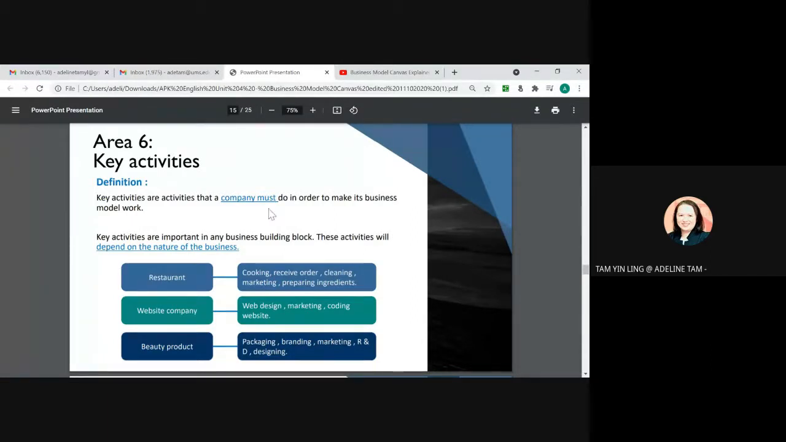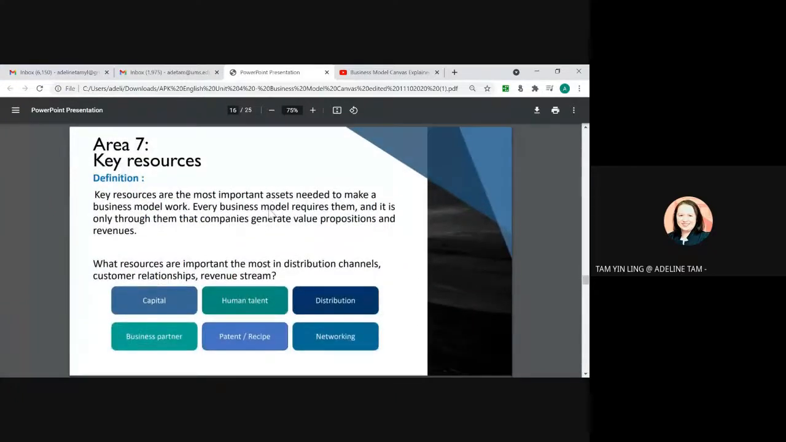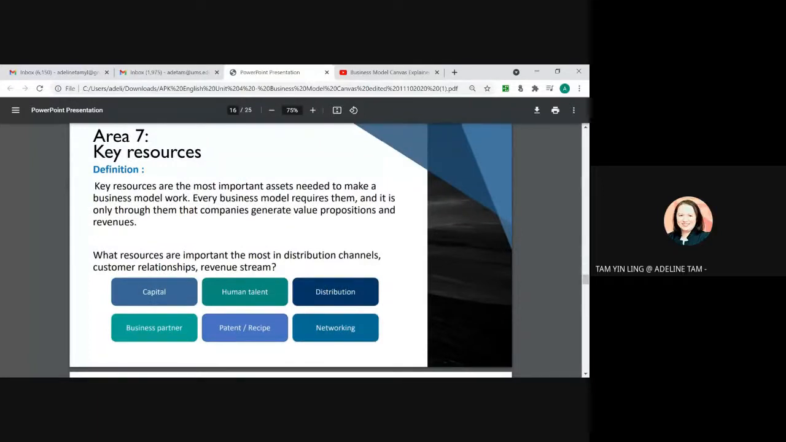Okay, so then area number 7 is key resources. You have to think of what resources you have. First thing is capital. You might have capital combined from your friends. So if 7 of you, then setiap orang 20 ringgit, for example, 20 ringgit from each one of you. So you have 20 times 6 or 7, you have about 120 ringgit. This is the modal syarikat, the company capital.